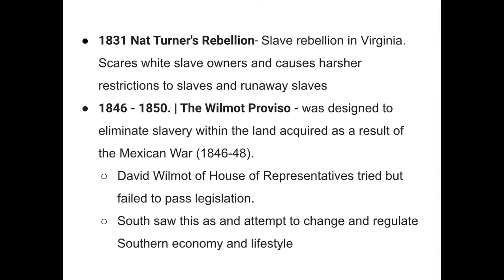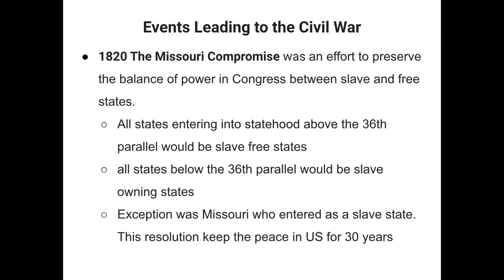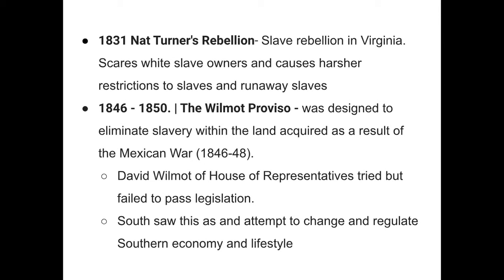So as a quick review, we have the events that lead to the Civil War, and we're going to go back 40 years. The Civil War is 1861 to 1865. In 1820, the Missouri Compromise said anything below the 36th parallel would be slave states. Anything above the 36th parallel was going to be free states. That stays in existence for about 30 years. In 1831, we have Nat Turner's Rebellion, where the slaves overthrow the slave plantations in Virginia.